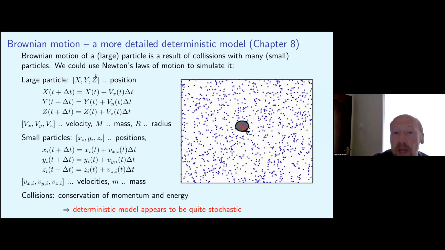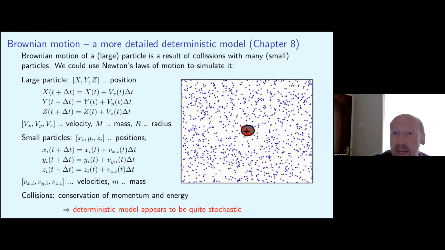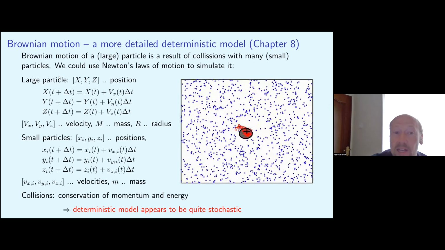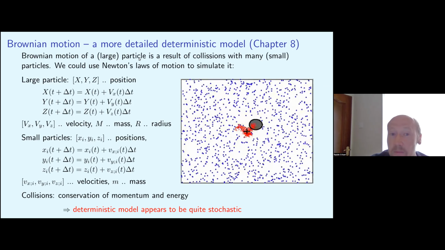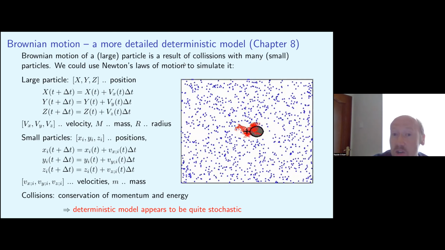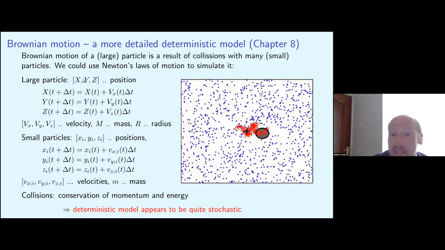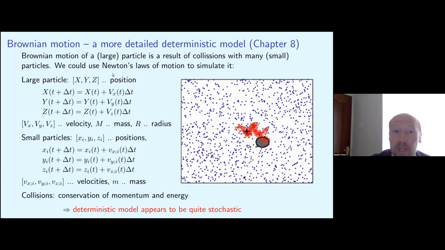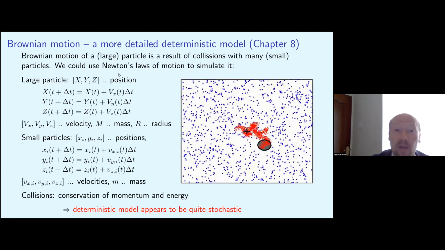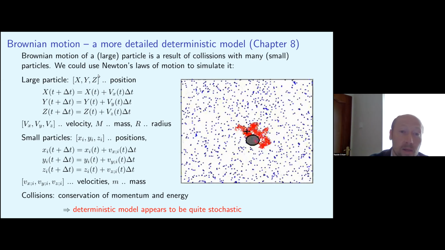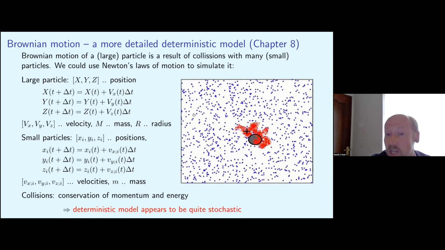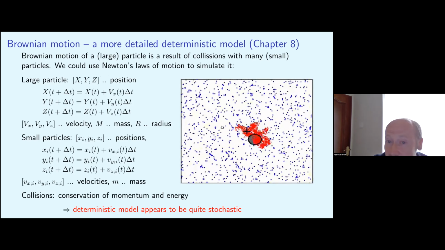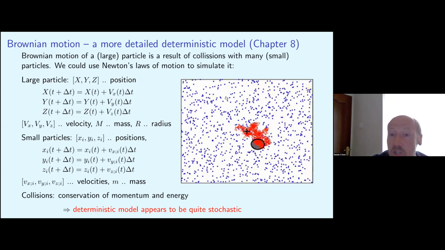So that's what I'll describe in this course later, because Brownian motion of a large particle, like a protein, is a result of collisions with many small particles. So I can use just Newton's laws of motion to simulate it. And in my talk, I'll be discussing molecular dynamics models, which are slightly more complicated versions of this caricature model. In this video, you can see a big particle, just a ball, colliding with tiny particles, which are caricatures of water molecules.